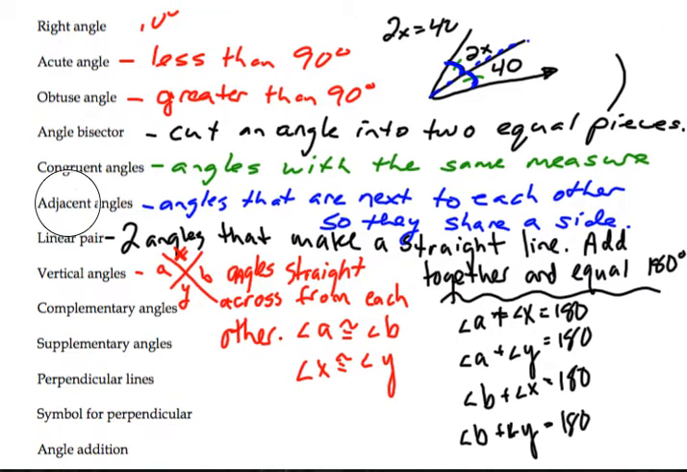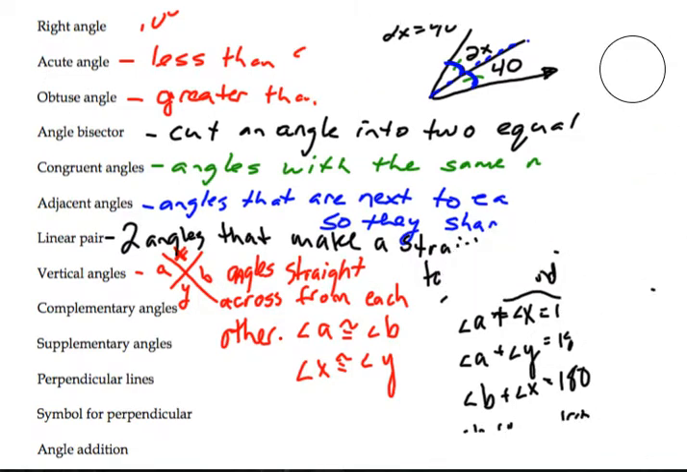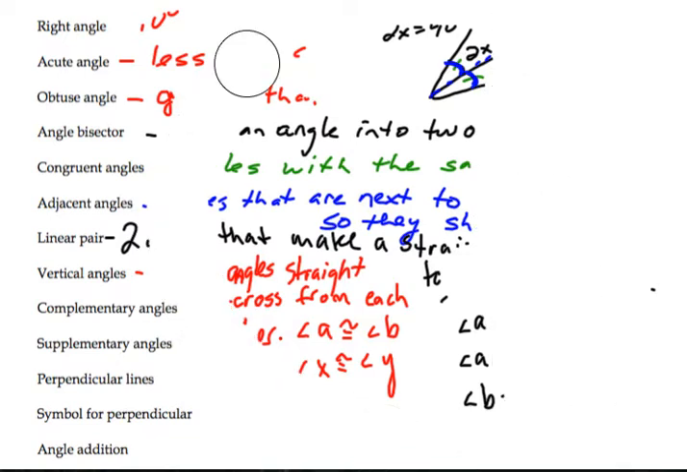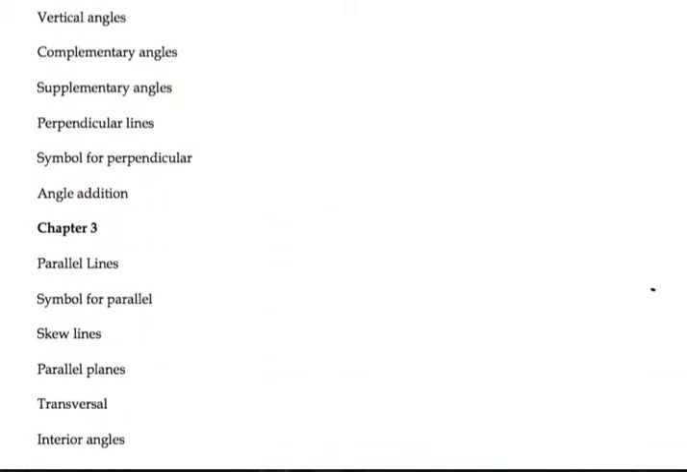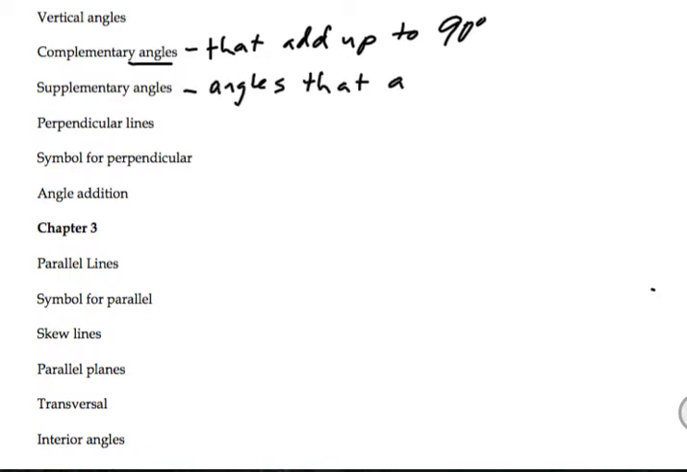I'm going to erase this. Then we've got like 5 terms left, and you can take a break from chapter 1. Alright. So now we've got complementary angles, and we did some in the review the other day. These are angles that add up to 90 degrees. Supplementary angles add up to 180. So we worked on that vocab a little bit.